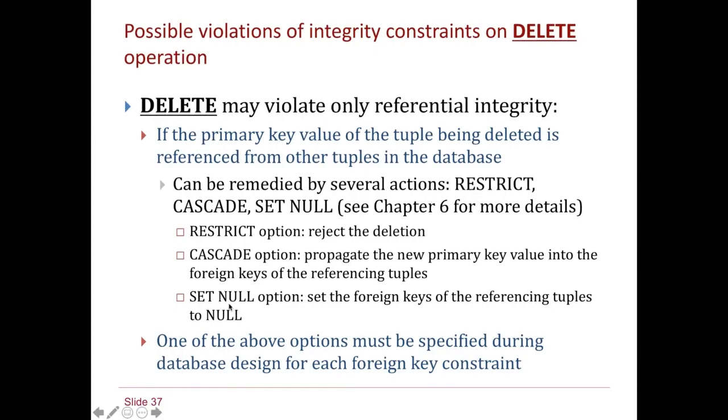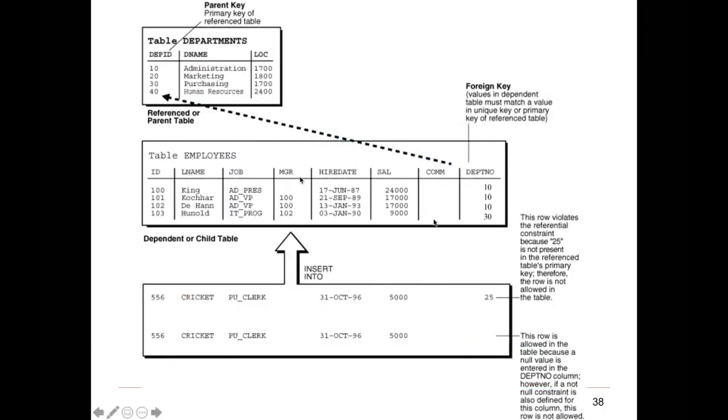Next is set null. If we mention set null, then the DBMS will delete this first record, or first tuple, while these 10 values will be set to null. So this will be converted to null, meaning absent. This will be converted to null, meaning absent, and this will be converted to null, meaning absent, nothing.